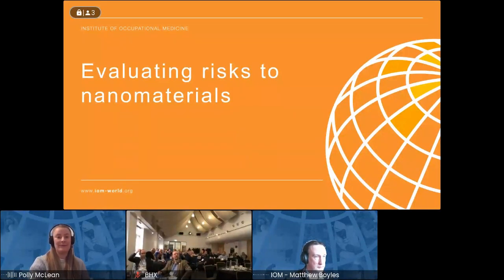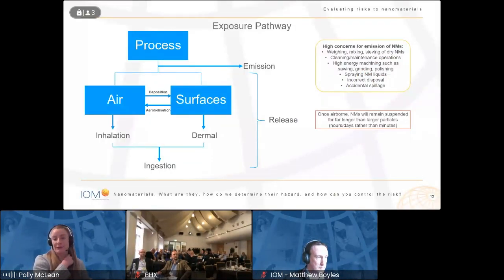Thanks, Matt. So yeah, I'll briefly discuss how we'd evaluate the risks to nanomaterials. So to start with, I just wanted to go over the exposure pathway. And again, this might be something that's very familiar to a lot of you in the room. But I wanted to point out a few things specific to nanomaterials.